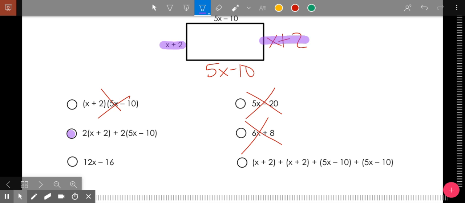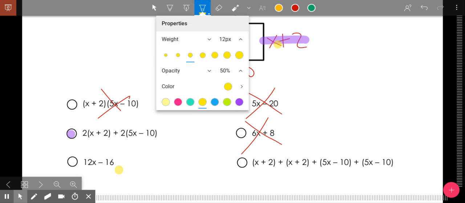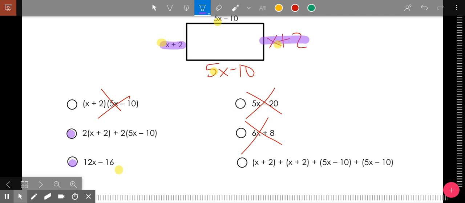Then 12x minus 16. So I have 5x and 5x, it's 10x, plus another x is 11x, plus another x is 12x. That is right. And then I have negative 10 and negative 10 is negative 20, plus a positive 4, that's negative 16. So this one is also correct.